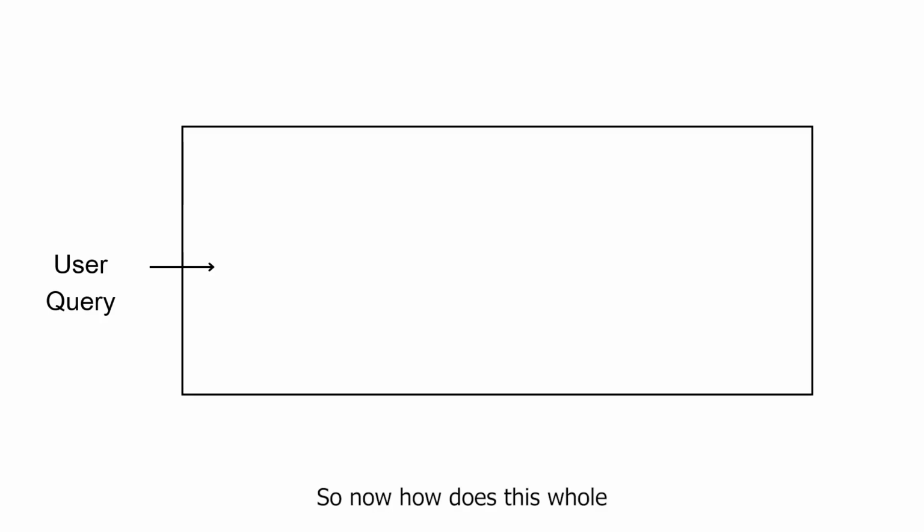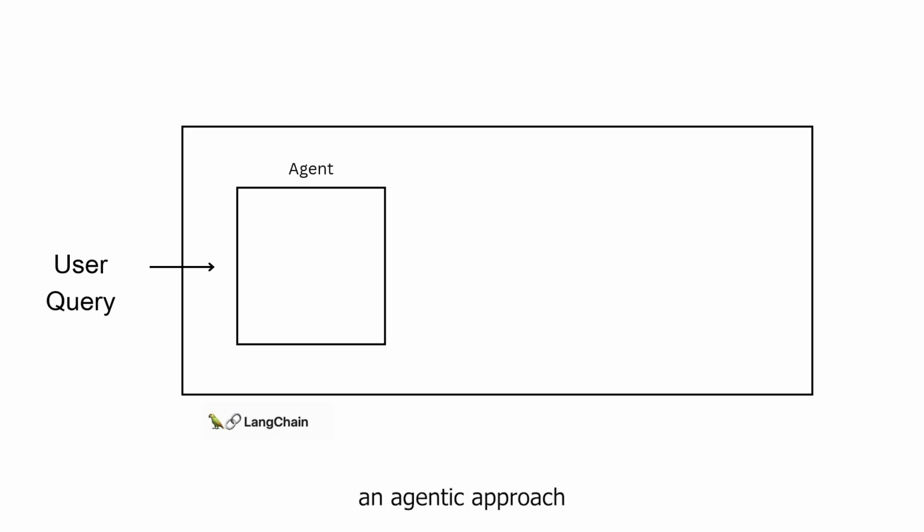So now how does this whole system work? Well, in this system, we've used an agentic approach. And agents are nothing but chatbots, like large language models such as ChatGPT, that are tuned, you could say instructed, to work for a specific purpose, and they have access to a specific set of tools that they can utilize to forge an answer to the user query.